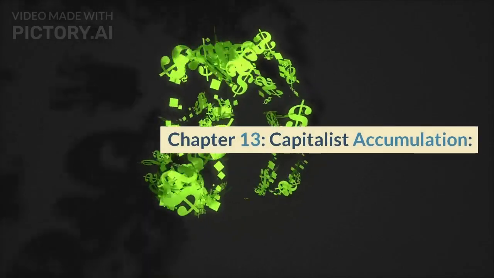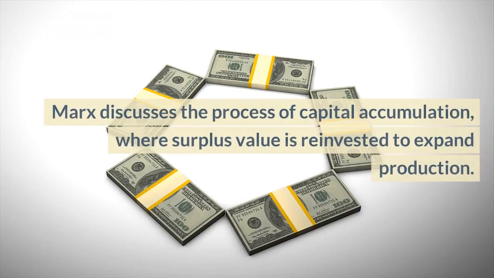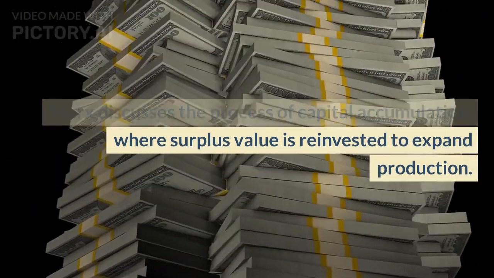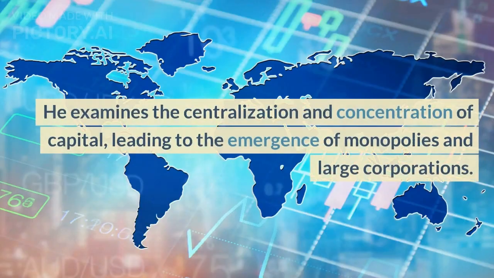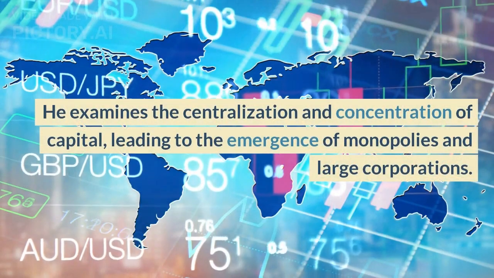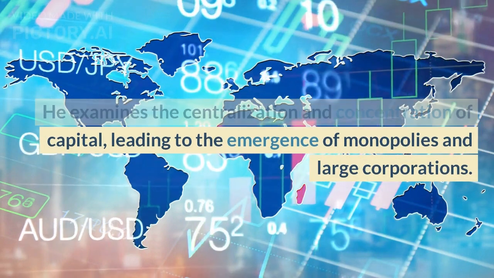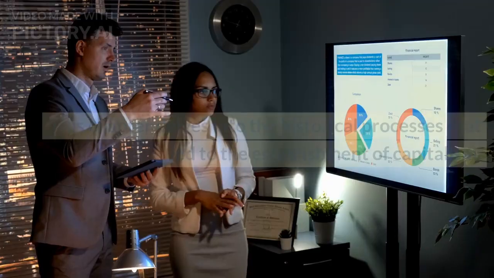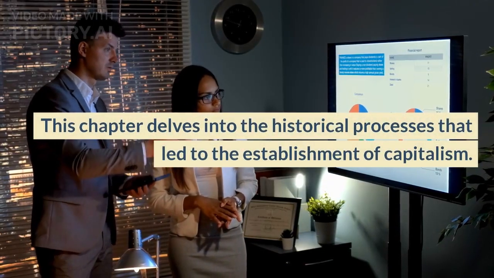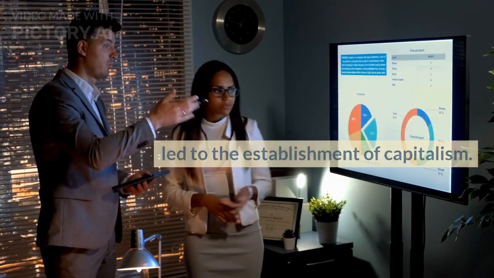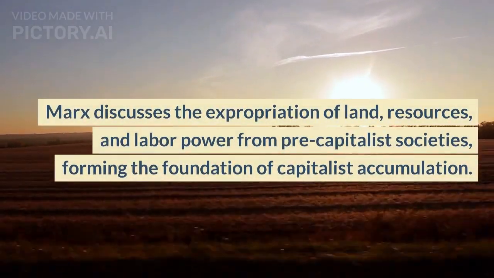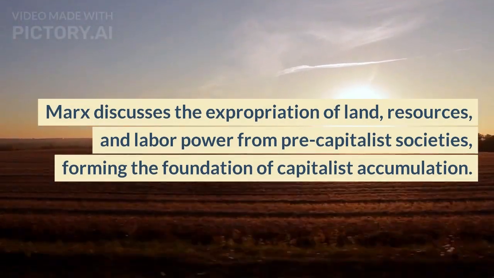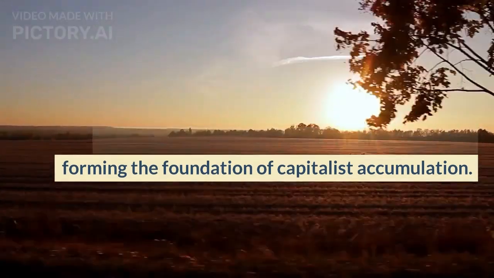Chapter 13. Capitalist Accumulation. Marx discusses the process of capital accumulation, where surplus value is reinvested to expand production. He examines the centralization and concentration of capital, leading to the emergence of monopolies and large corporations. Chapter 14. Primitive Accumulation. This chapter delves into the historical processes that led to the establishment of capitalism. Marx discusses the expropriation of land, resources, and labor power from pre-capitalist societies, forming the foundation of capitalist accumulation.